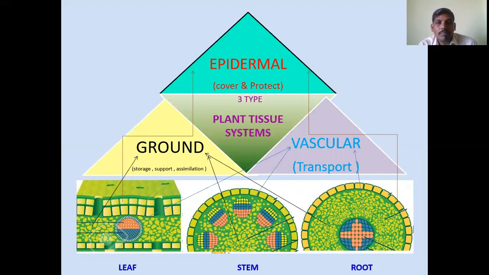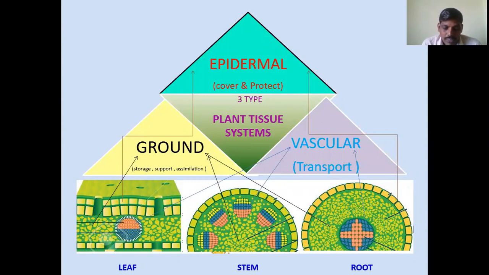These permanent as well as complex tissues are organized in different organs as a unit. So a group of tissues performing a similar function, irrespective of its position in the plant body, is called a tissue system.